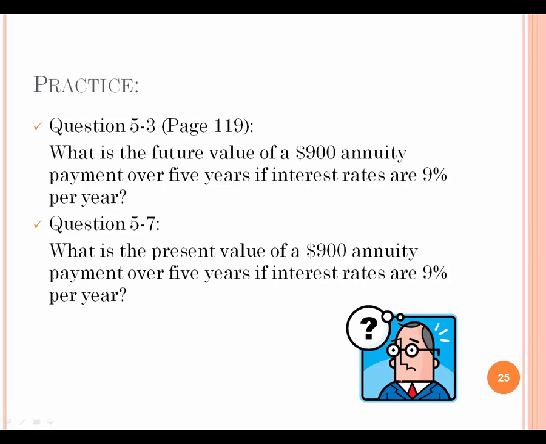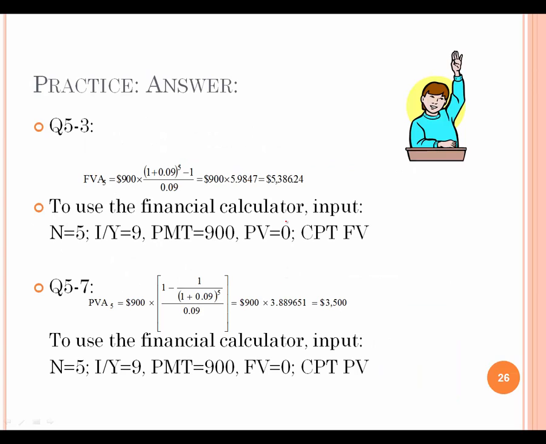Now, I want you to think about 2 practice questions from the end of your chapter 5. First one is, what is the future value of a 900 annuity payment over 5 years if the interest rate is 9%? Second question is, what is the present value for the same annuity? I would recommend you to stop the video here and do the practice and get your result first, and then check to see if your results are consistent with mine. So for the first question, future value total will be 5,038.6, and for the present value, it turns out to be 3,500.